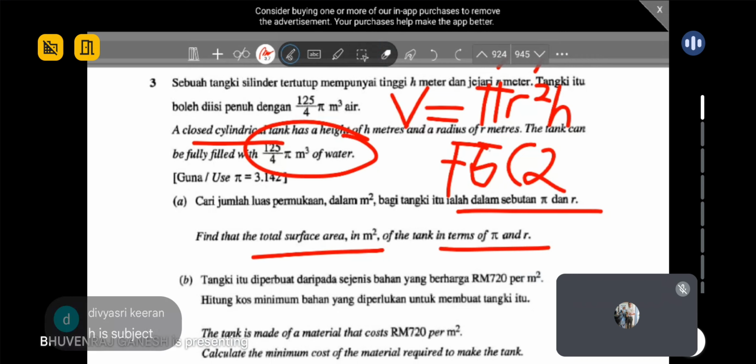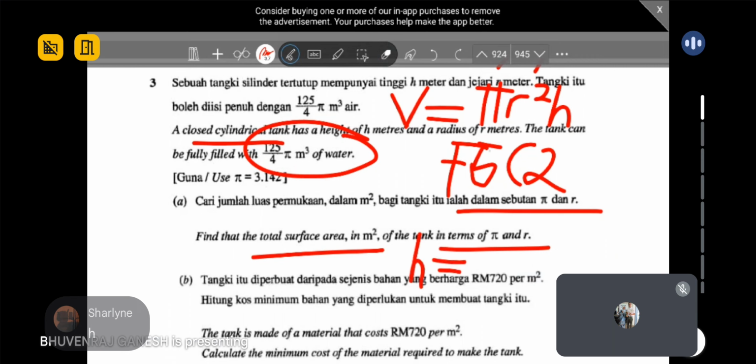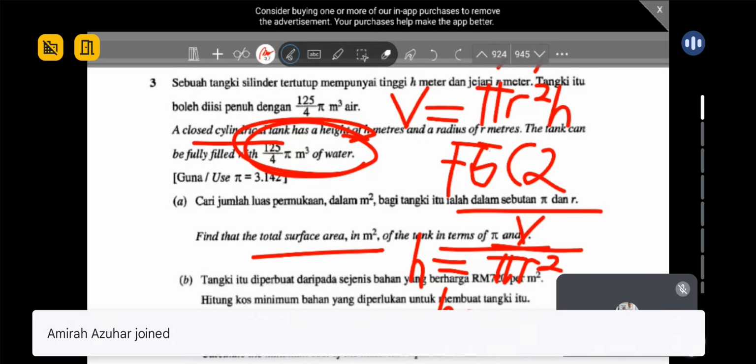So which one must we eliminate here, guys? Very good. H is the subject of the formula. So H equals V over pi r square. You substitute V, then you already get your expression. You will get 125 over 4 r square. This is your expression, H in terms of r.